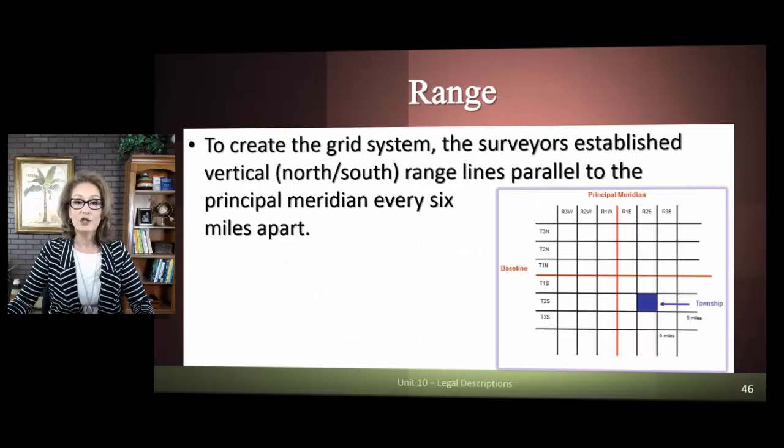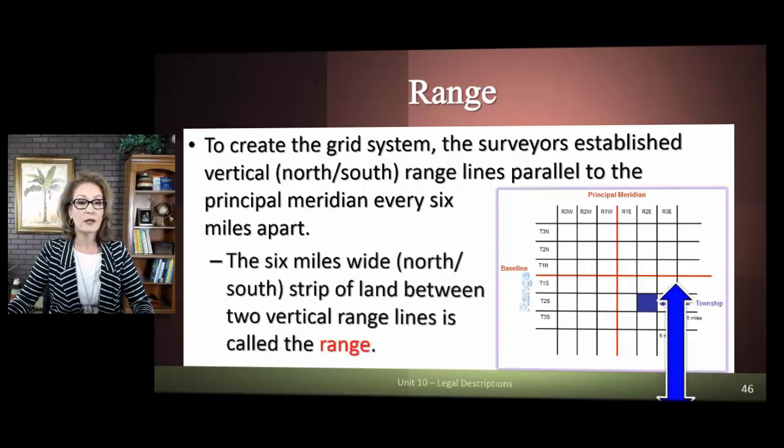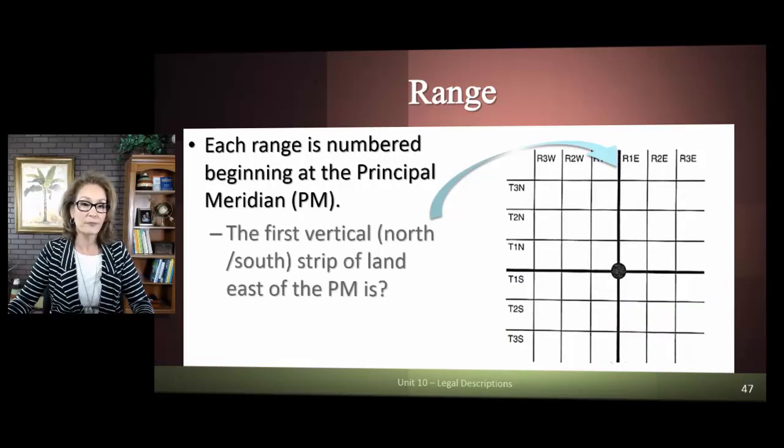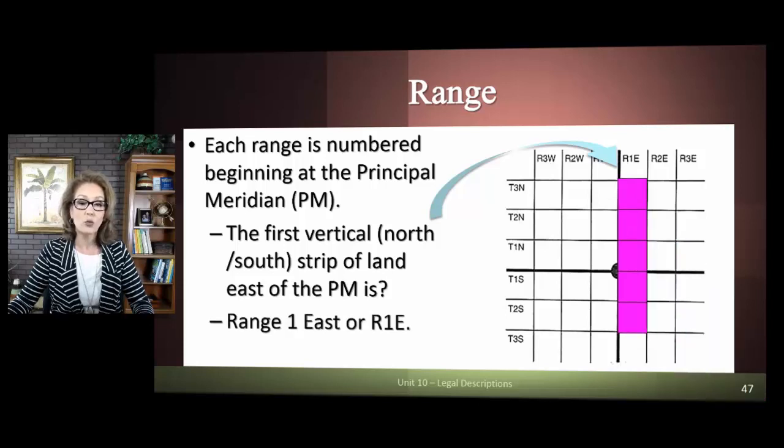Range. To create the grid system, the surveyors established vertical or north-south range lines parallel to the principal meridian every 6 miles apart. The 6-mile wide north-south strip of land between two vertical range lines is called the range. Each range is numbered beginning at the principal meridian. The first vertical, north-south strip of land east of the principal meridian is Range 1 East, or R1E.